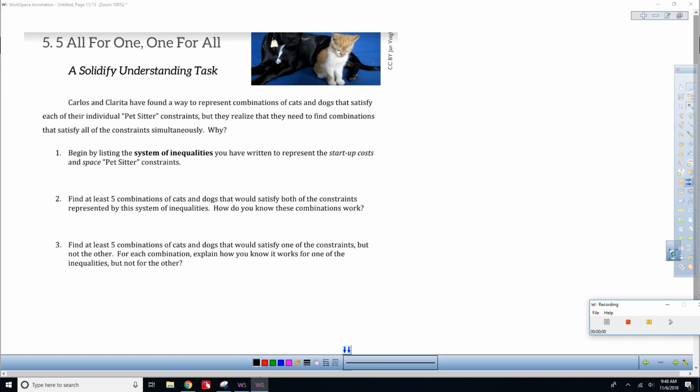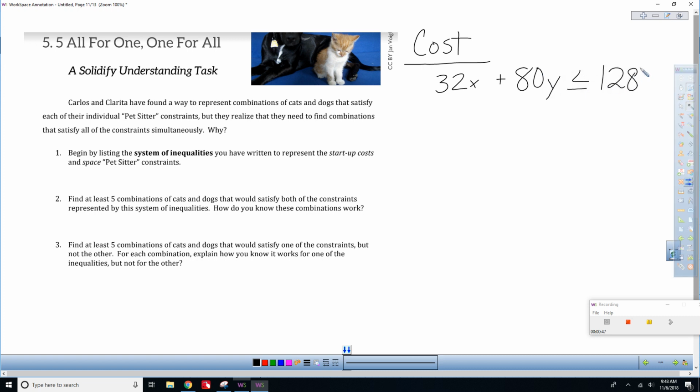Alright, so there's a lot to this, so I'm going to get going. I'm not exactly going to do everything they're asking me to do, but I encourage you, if you want to, to read through and do it on your own. It says, begin by listing the systems of equalities you've written for startup costs. So here's our cost. We're going to change color for each one. Our cost equation was $32 per cat, $80 per dog, and we have no more than $1,280 to spend on this business venture.